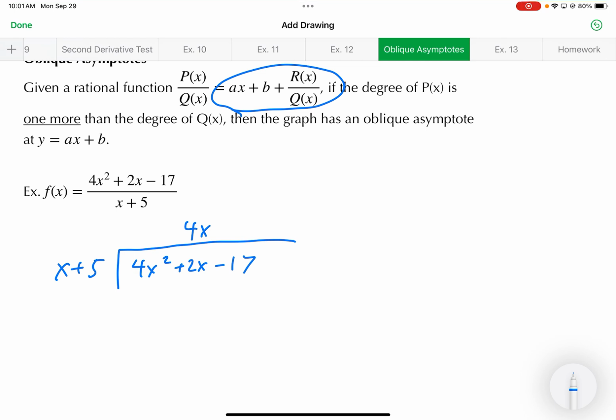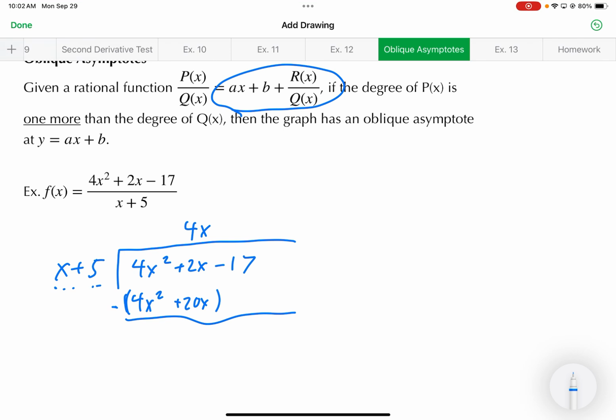I multiply it by both terms, x plus 5. So 4x times x gives me the 4x squared that I was after, because I want to cancel things out. And then I do 4x times 5 to be plus 20x. Very good. Have you seen this before? Yeah.